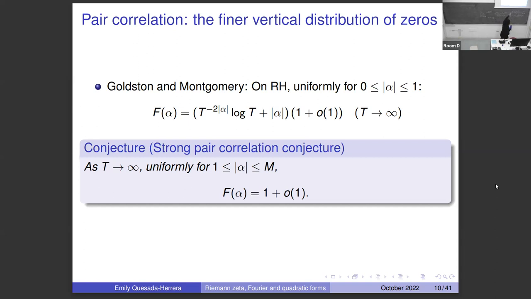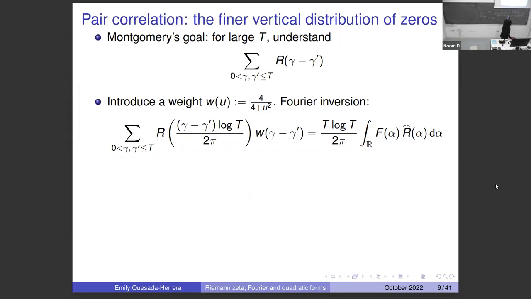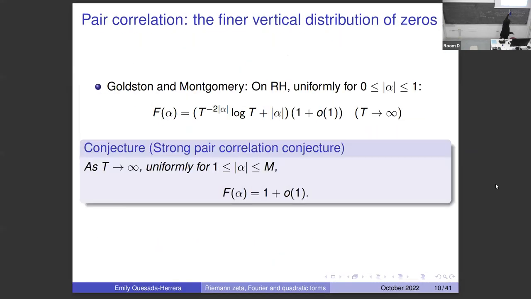And in particular, if this is true, then just by choosing a special function r, we can obtain the other version of the pair correlation conjecture. So this is why this formula is called the strong pair correlation conjecture.